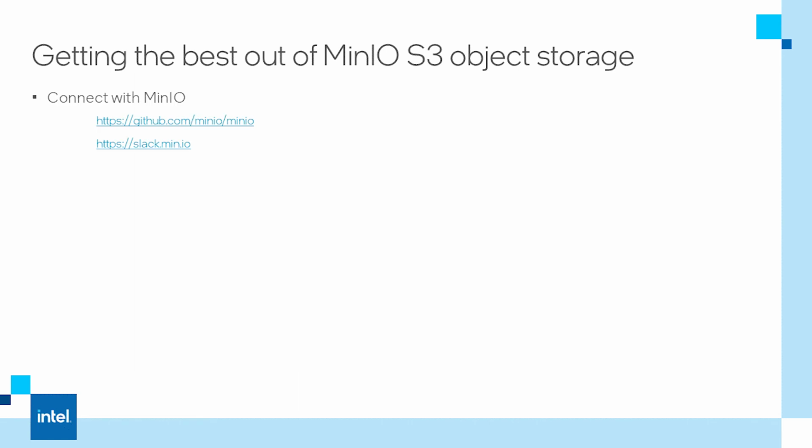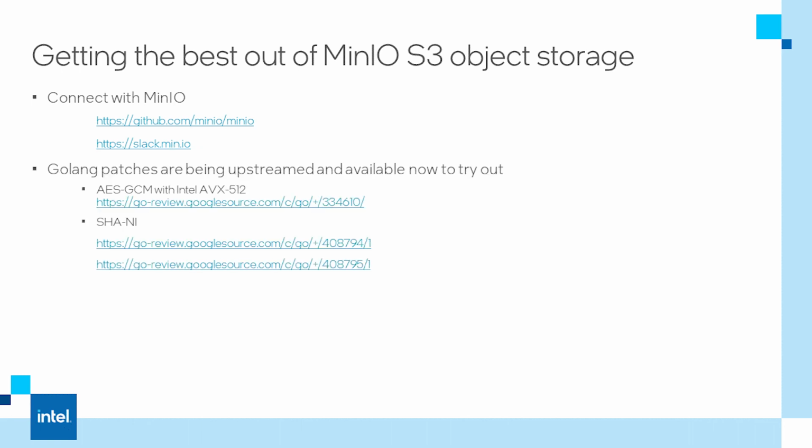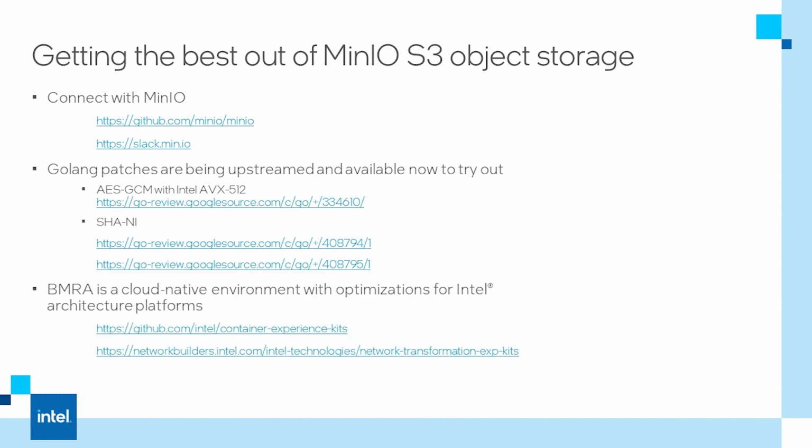In terms of getting the most out of MinIO Object Storage, please be sure to connect with MinIO directly over Slack or consider contributing to the MinIO project. In terms of trying the performance improvements highlighted today, the Golang patches have been upstreamed and are available to try on your own MinIO Object Store. Please feel free to review the improvements to both SHA-NI, along with AES-GCM with AVX-512 support. And in terms of the BMRA reference architecture, please also be sure to visit Intel Network Builders for more information, as well as the following GitHub repository to try it out for yourself.